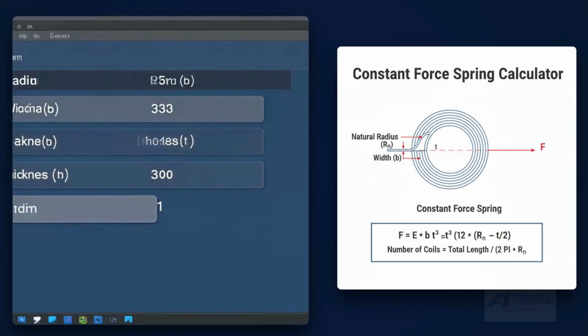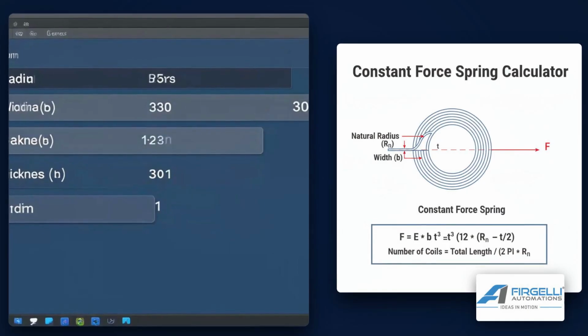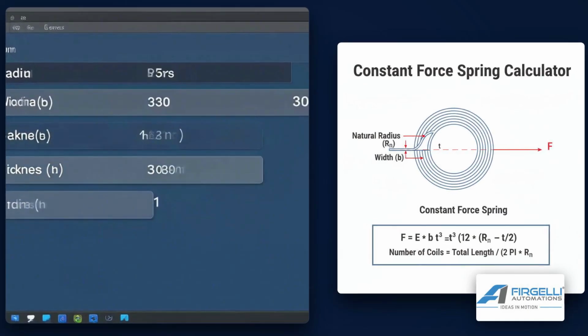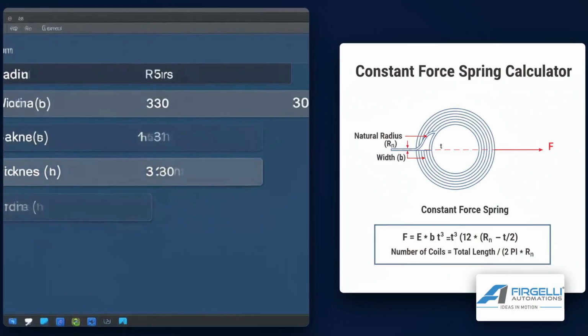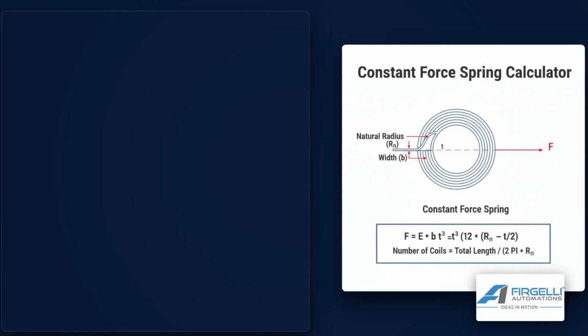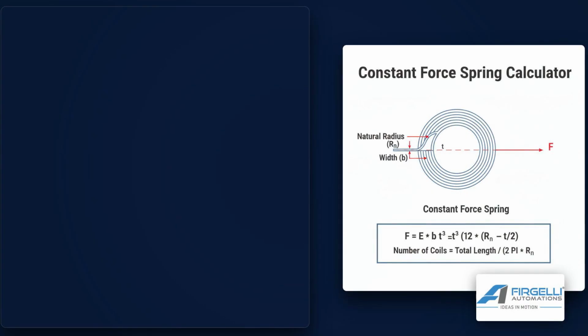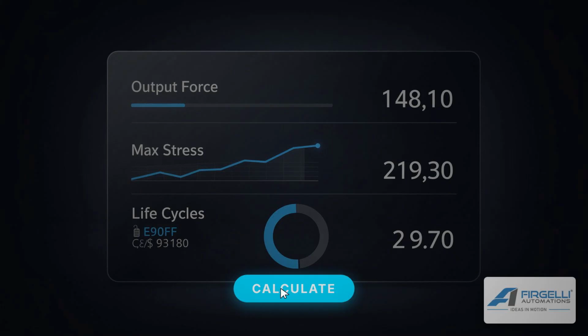Now enter your spring dimensions. Width B in inches. I'll enter 10. Thickness T in inches, also 10. And natural radius Rn in inches, entering 10 as well. After clicking Calculate, here are our results.